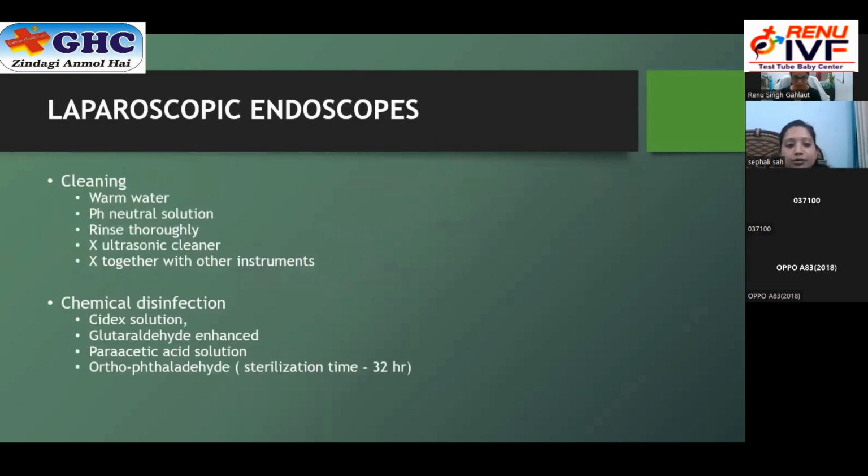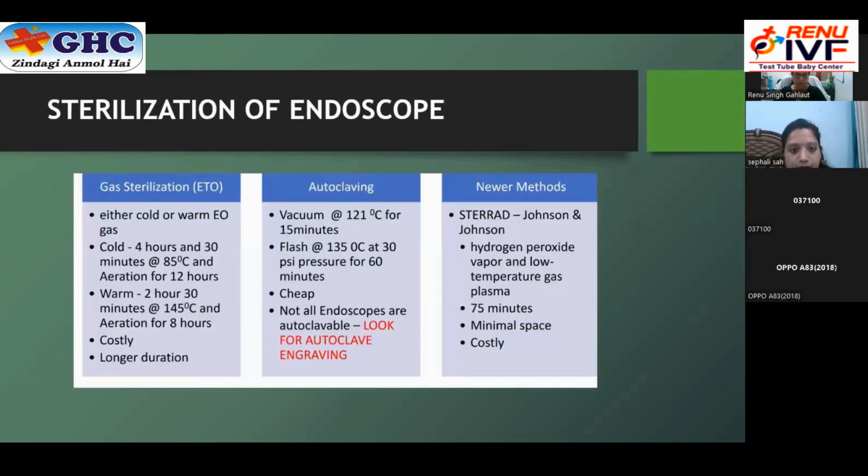For laparoscopic endoscopy, simply use warm water and a pH neutral solution, and rinse it thoroughly. An ultrasonic cleaner is not used, and for cleaning it is not mixed with other instruments. You clean it separately. For chemical disinfection, we use Cidex solution, glutaraldehyde, enhanced peracetic acid or orthophthalaldehyde. Sterilization time is only 32 hours.